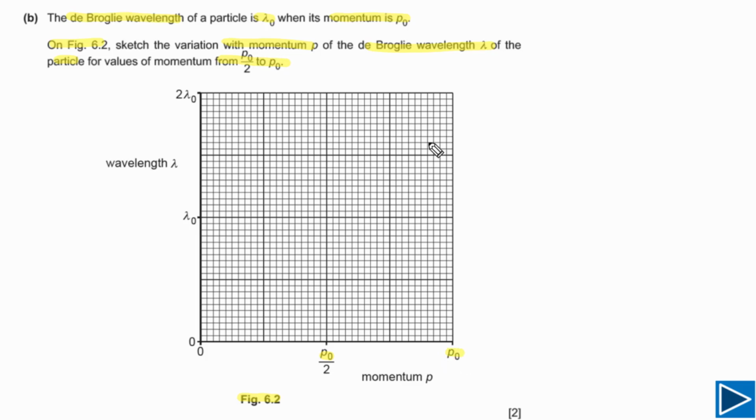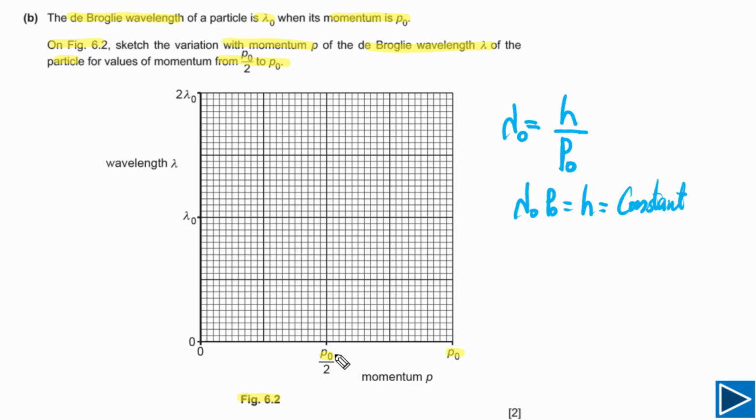In order to sketch the graph between these two quantities, we need to understand the relationship between wavelength and momentum, and that is simply lambda equal to h over p, where p is the momentum of the particle and lambda is its wavelength. It is given that the de Broglie wavelength of the particle is lambda naught. Let's say this is lambda naught, and the momentum is p naught. If we rearrange this, we can write lambda naught times p naught is equal to h. h is Planck's constant, so this is a constant.